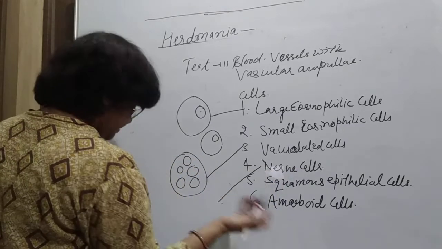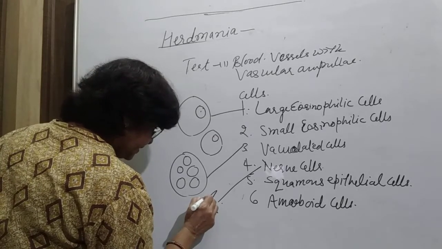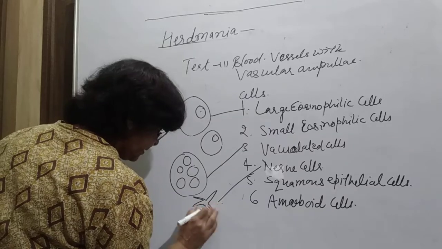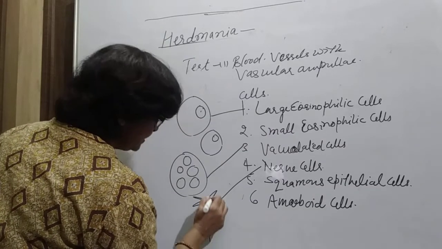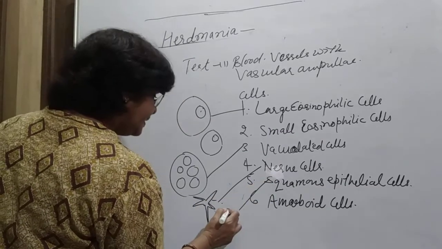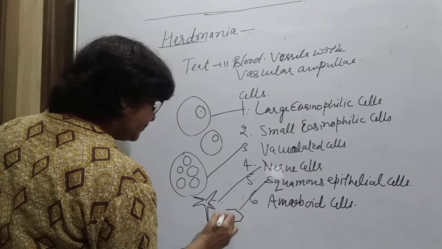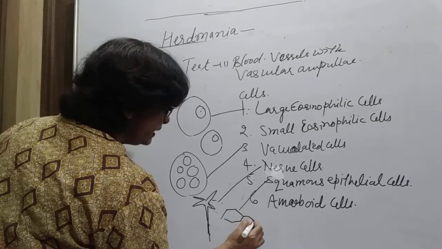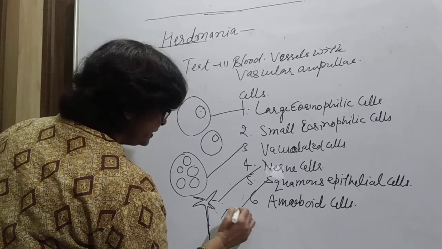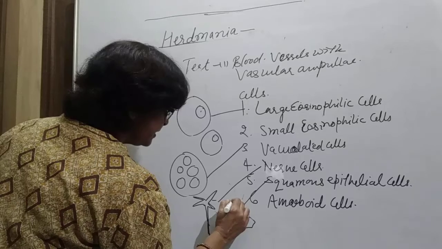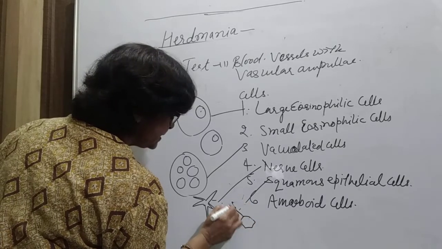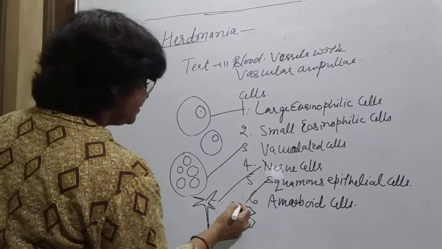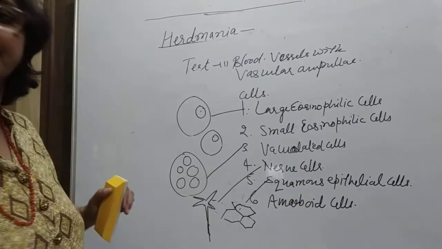And nerve cells, as we know, are with the nerve endings and the dendrites. So you can draw like this. These are the nerve cells. Squamous epithelial cells are like this. You know the layer of squamous epithelial cells like this. So you can draw a layer of these squamous epithelial cells like this. So you can make a full layer of this.